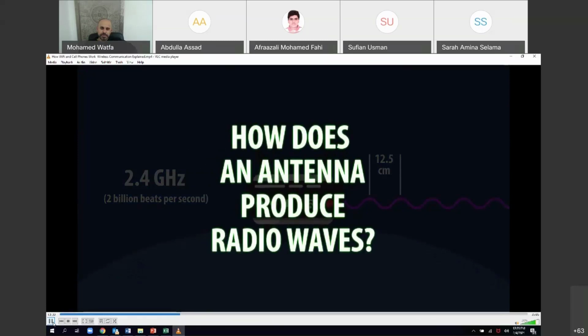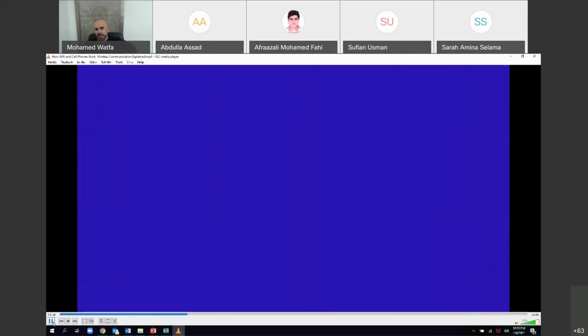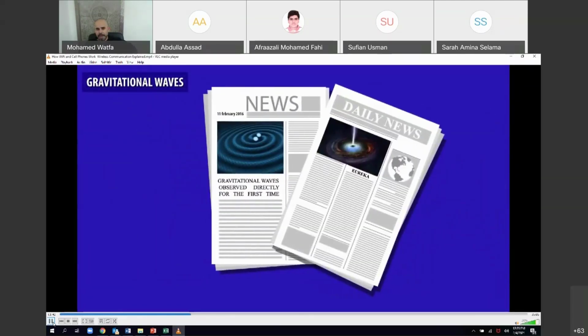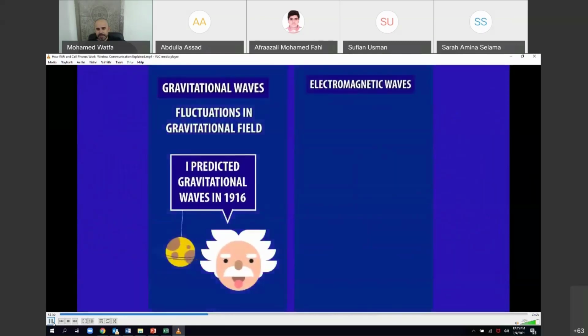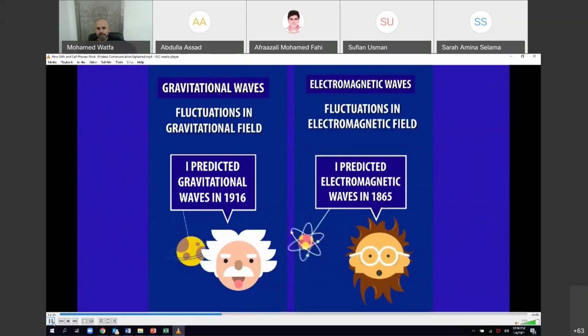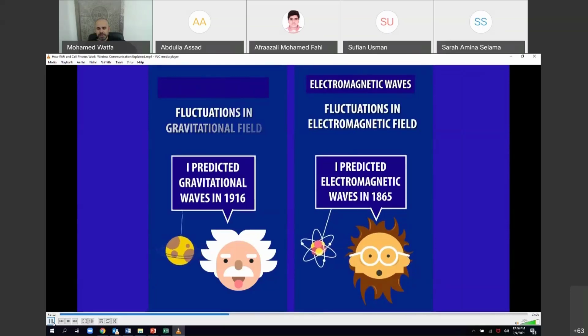But how does an antenna produce radio waves? Before we answer this question, let's take a small detour. Do you remember the reason buzz in pop science about gravitational waves? They're basically fluctuations in gravitational field propagating as radiant energy. Einstein's general relativity predicted their existence many years ago, and we've only recently discovered them. Just like gravitational waves, electromagnetic waves are fluctuations in an electromagnetic field, propagating as radiant energy. And, not much unlike the story of gravitational waves, the existence of invisible electromagnetic waves was predicted by Maxwell's equation well before their discovery by Heinrich Hertz.